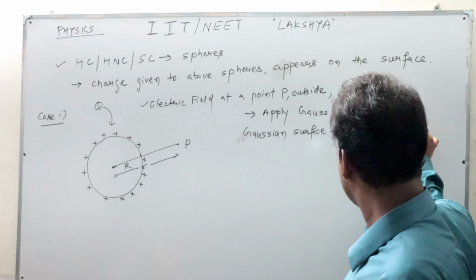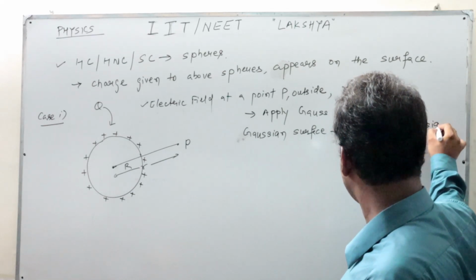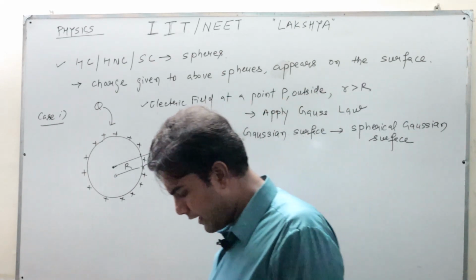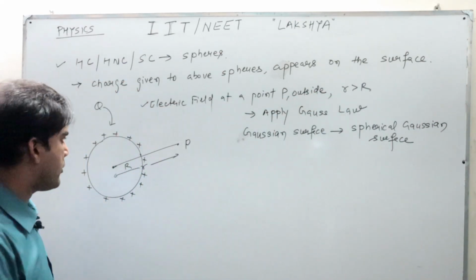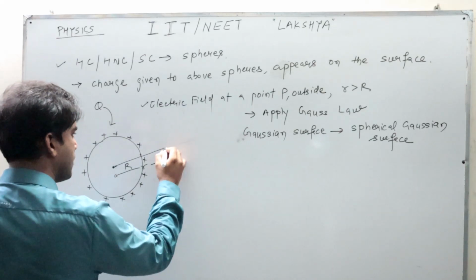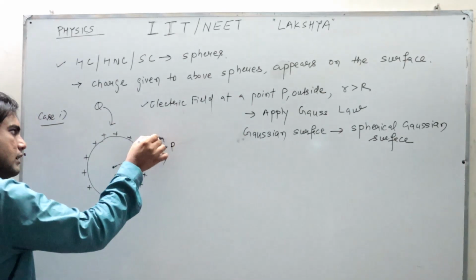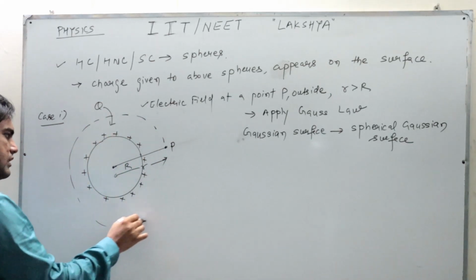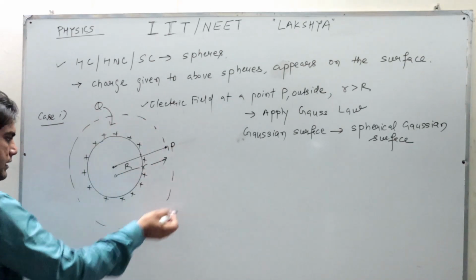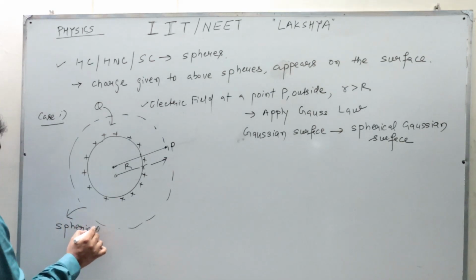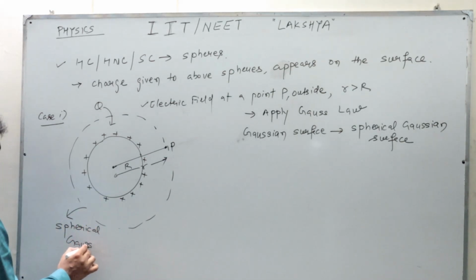Spherical Gaussian surface. Now the next point would be, after choosing the spherical Gaussian surface, I am drawing the imaginary 3D surface. So this is our spherical Gaussian surface. Let us see how to calculate here.